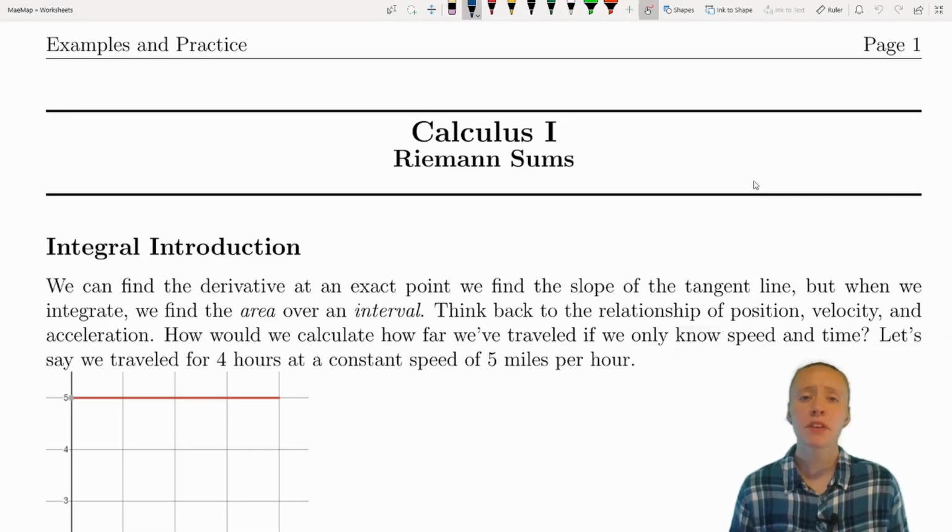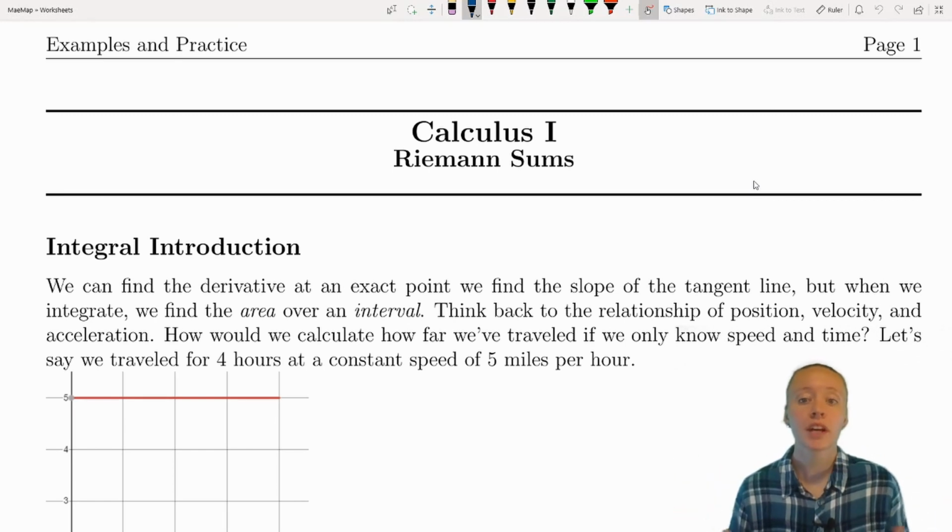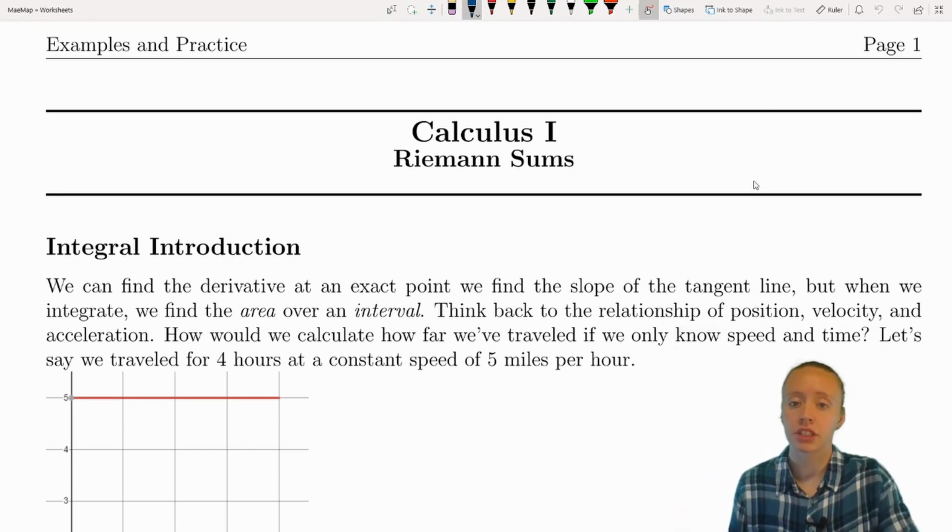In today's example video, we're going to go over Riemann sums. But before we really jump into that, let's just do a quick integral introduction, or an antiderivative introduction.